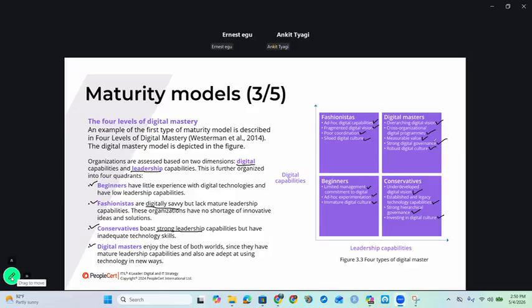But again, this is just based on certain analysis that they have done. They have created these categories. Otherwise, this is not a standard, remember.